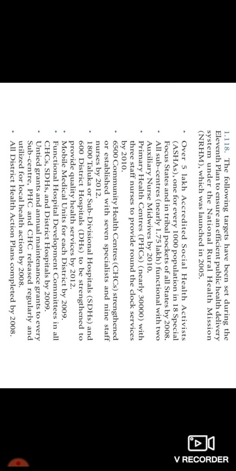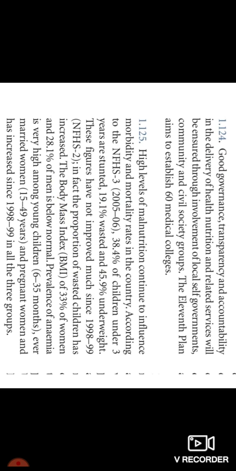And when was the district health action plan completed? 2008. District health action plan. These are the main points focused on in the 11th five-year plan through the National Rural Health Mission.